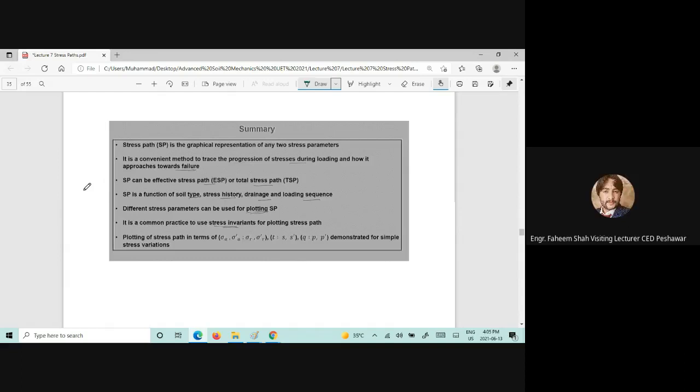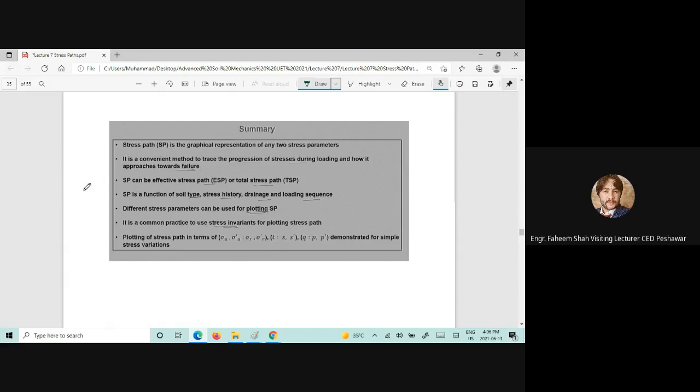Stress path is the graphical representation of any two stress parameters. It is a convenient method to trace the progression of stresses during loading and how it approaches towards failure. Stress path can be effective stress path or total stress path. Stress path is a function of soil type, stress history, drainage, and loading sequence.